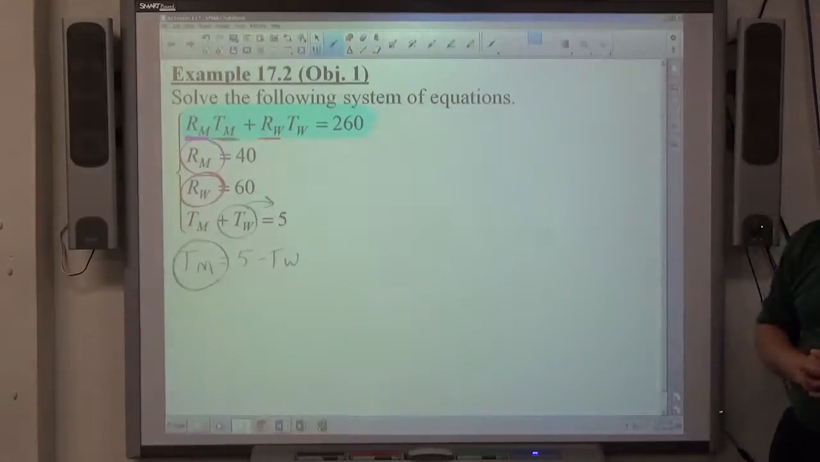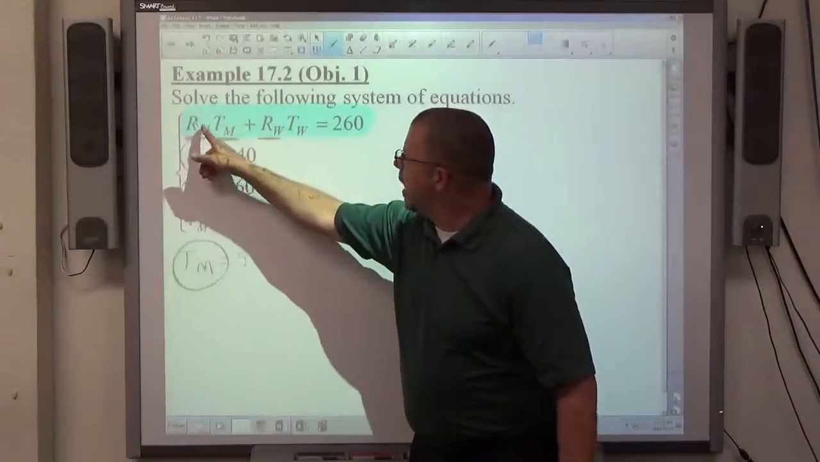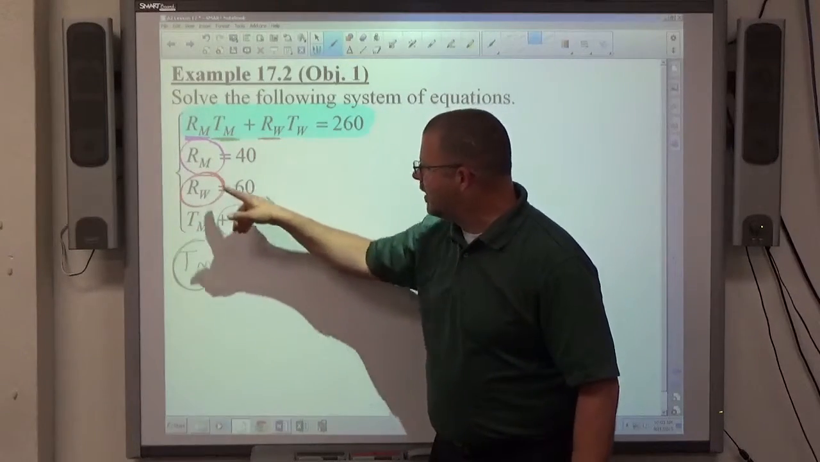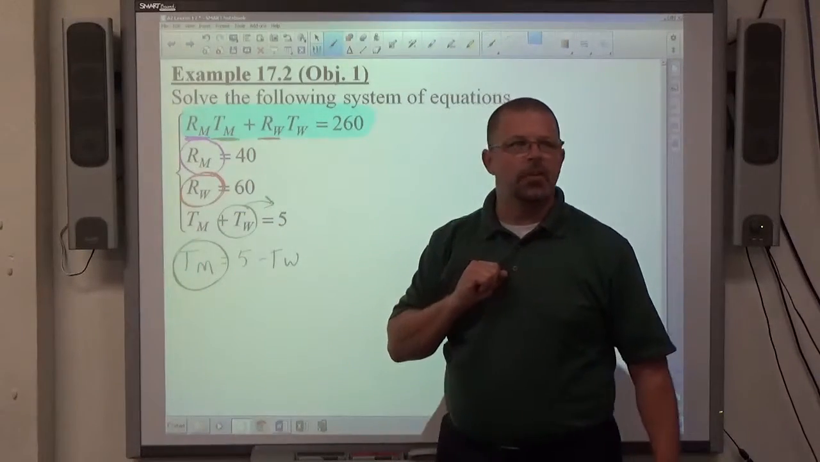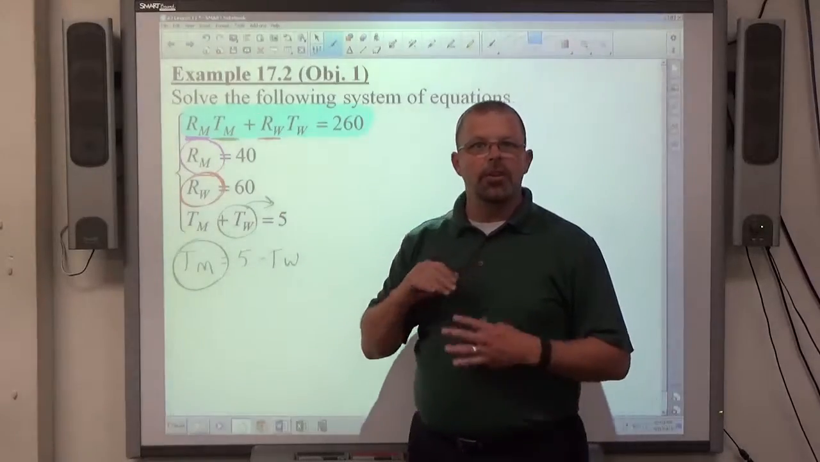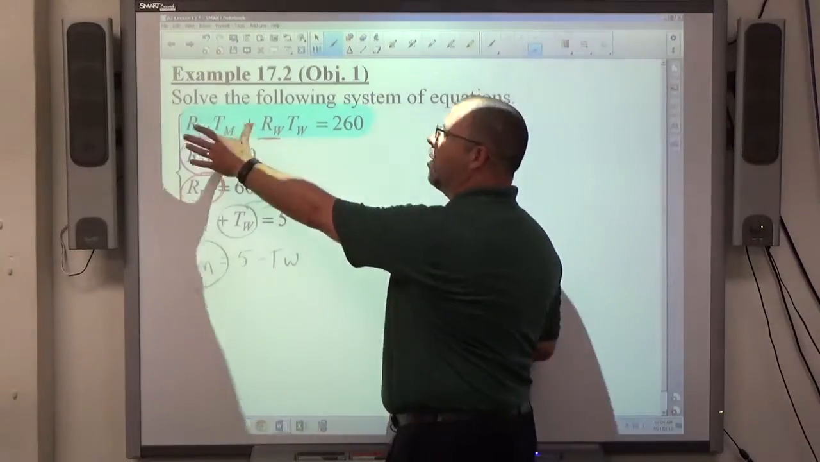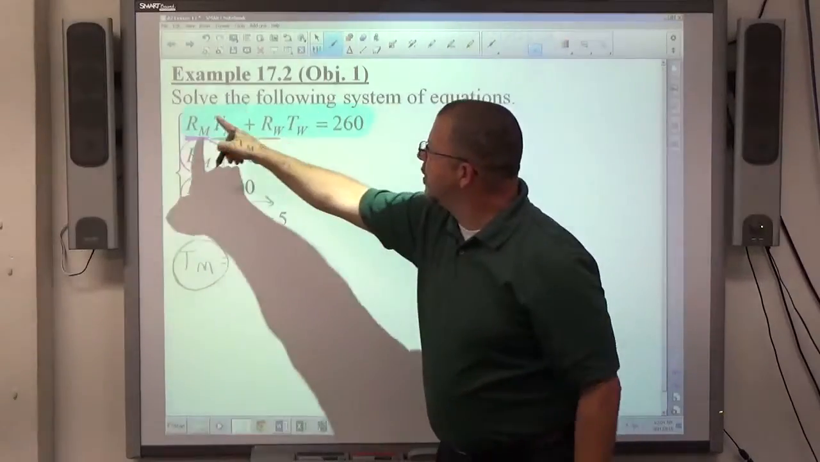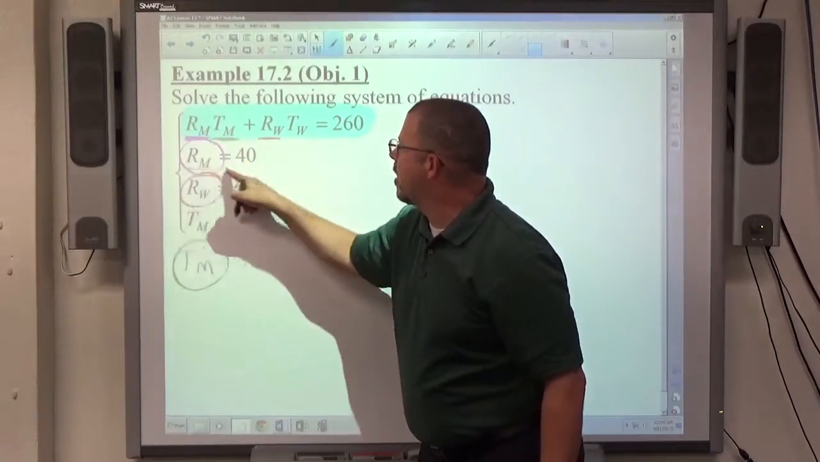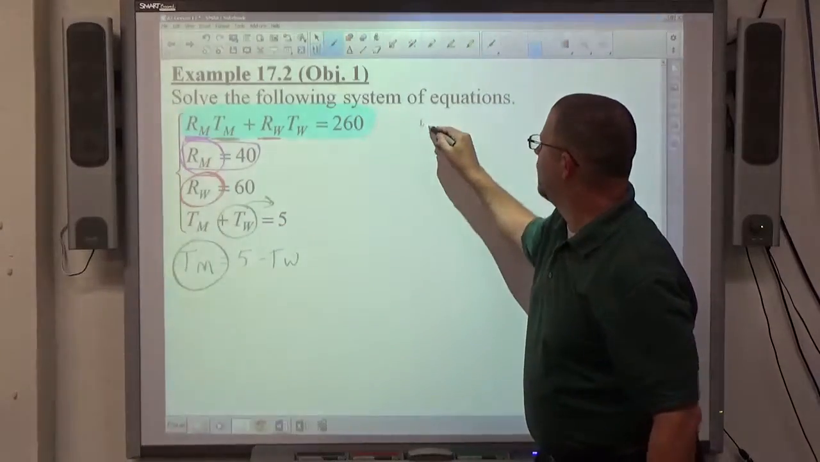The 3 things I have underlined in the main equation, R sub m, T sub m, and R sub w, each have a different thing that represents them. So at this point, I want to substitute all 3 things in at once. I've got my main equation here. The very first thing listed in the main equation is R sub m, and R sub m is equal to 40, so I'm going to put a 40 down.